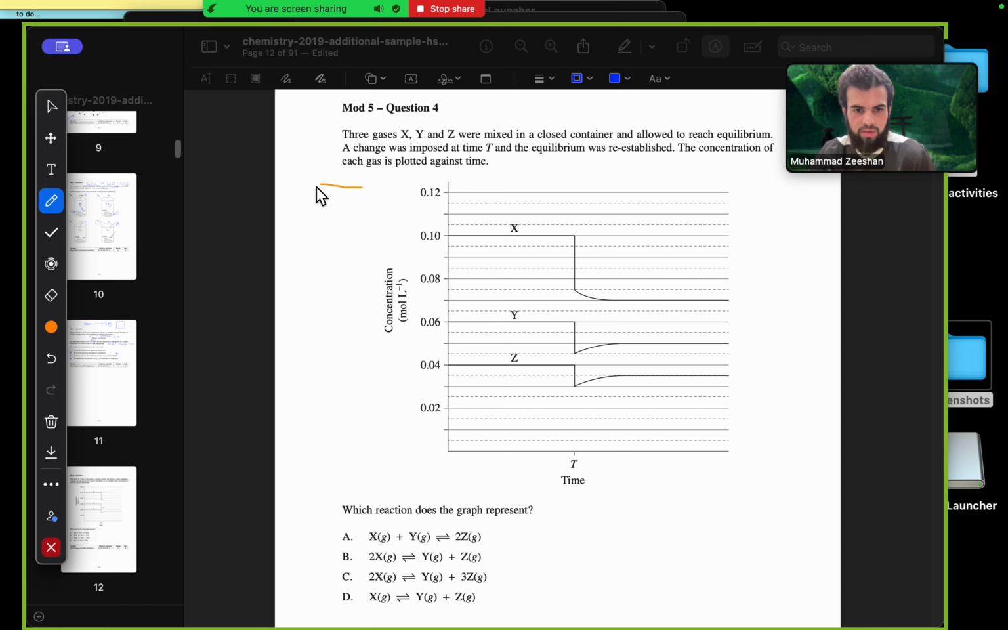Alright, so we have a system. We have three gases, X, Y, and Z. It's a closed container, and it was allowed to reach equilibrium. A change was imposed at time t. So this is time t, and the equilibrium was re-established. The concentration of each gas is plotted against time. Okay, so the equilibrium was allowed to re-establish.